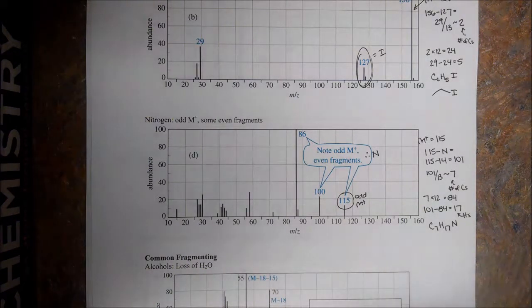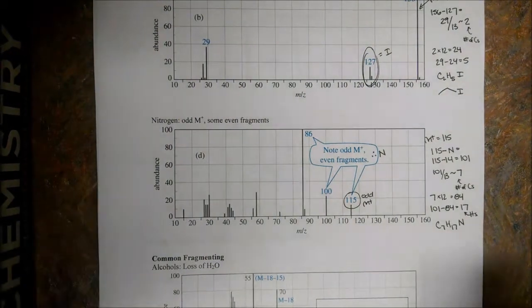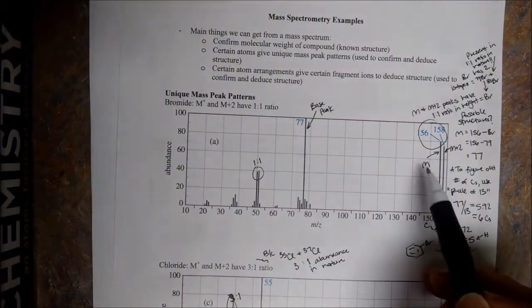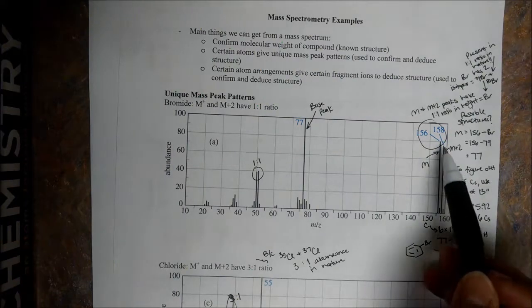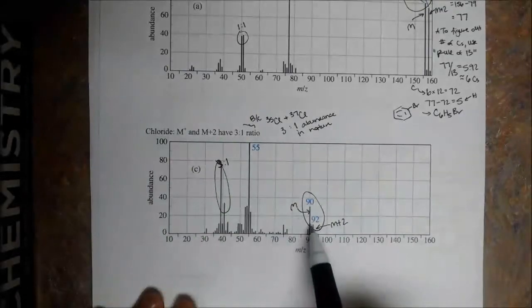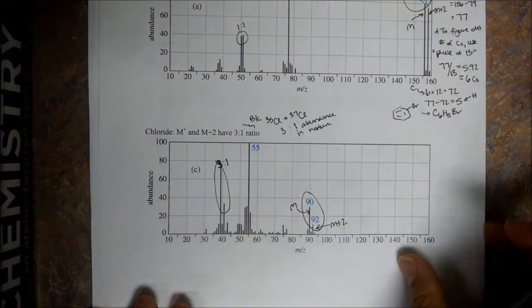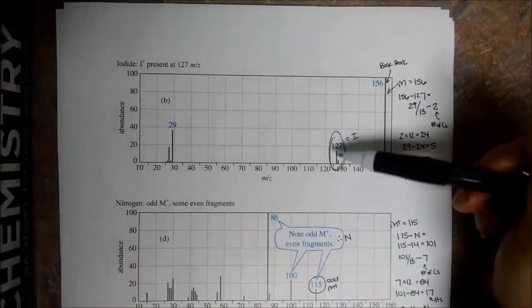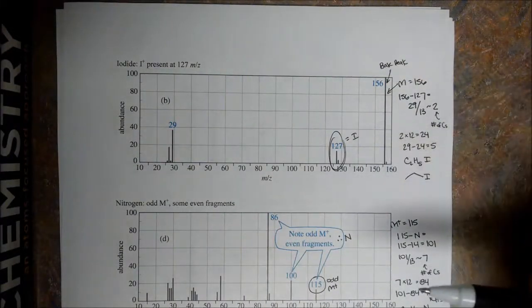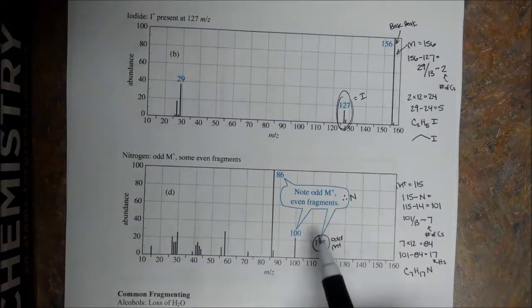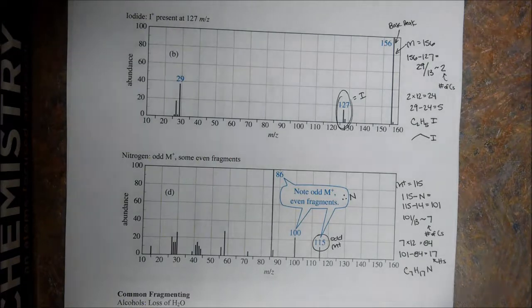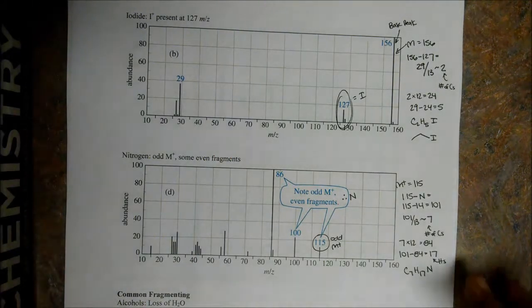Nice. Those are the unique mass patterns; that's about it. Molecular ion and M+2 in a 1-to-1 ratio means bromide. A 3-to-1 ratio means chloride. When we have 127 present as its own peak, it could mean that we have an iodide. And when we have an odd molecular ion but even mass fragments, then we probably have a nitrogen.